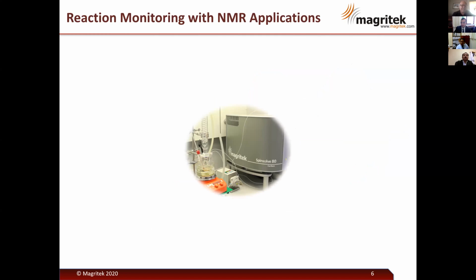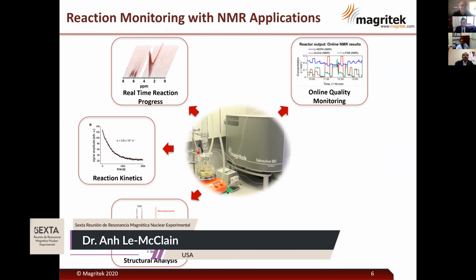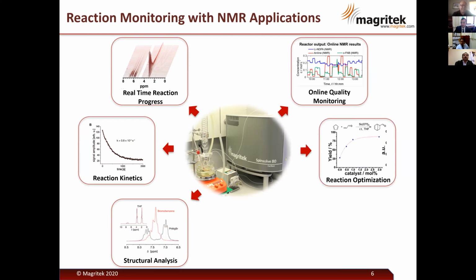So reaction monitoring with benchtop NMR can be incorporated into many different applications. We can observe the reaction progress in real time, extract and calculate reaction kinetics, and perform structural analysis on different chemical compounds in the reaction mixture. And all of this information can be incorporated into slightly more complicated applications, such as online quality monitoring, reaction condition optimization, or serving as a sensor in self-optimizing organic synthetic robots.